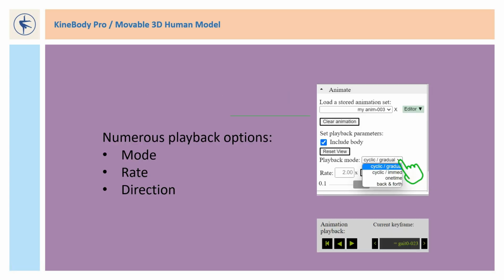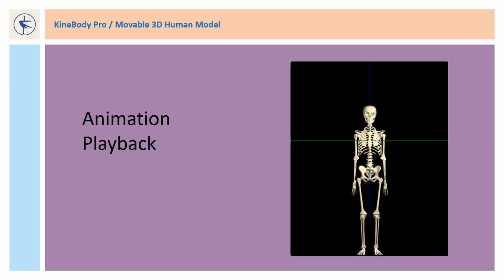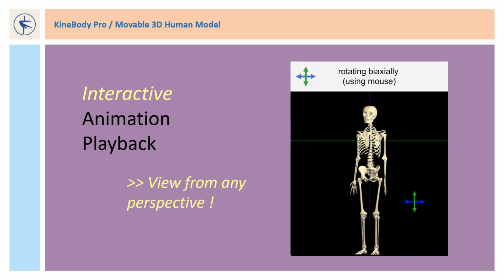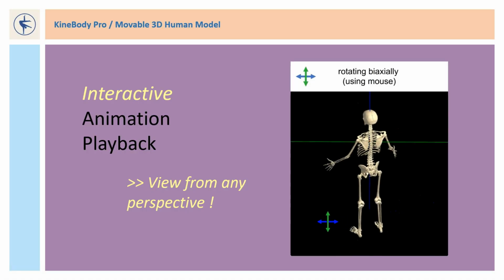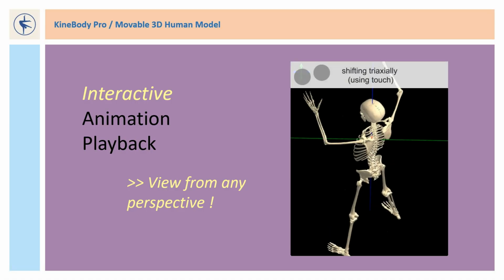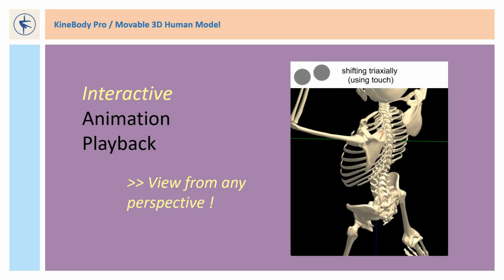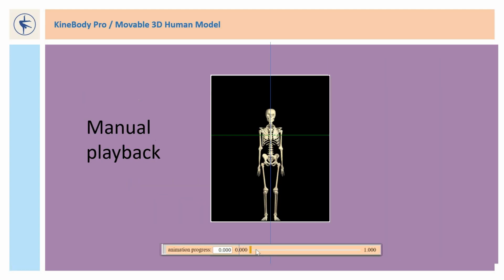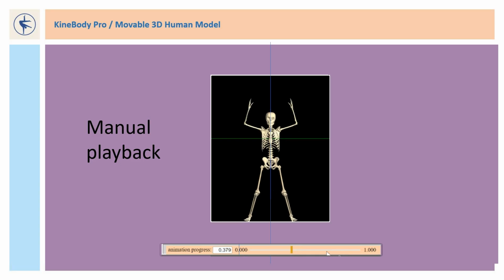Or you can select other playback modes, as well as change the speed or direction of playback. But the coolest feature is that the animations are interactive. In particular, during playback, you can view the moving body from any perspective using the full power of KineBody Pro's 6 degree of freedom viewer, for example, to focus on a group of joints. Another useful feature is manual playback. You can scan through the motions using a slider to highlight a particular joint configuration, or perhaps take a snapshot.